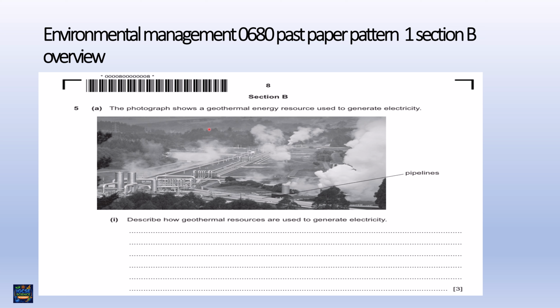Let's start Section B. As we have already done Section A, which carries 4 questions, the 5th question starts from here. Question 5 part A, the photograph shows a geothermal energy resource used to generate electricity. So this question is about a diagram. The question is describe how geothermal resources are used to generate electricity. You need to answer the question from the given diagram.